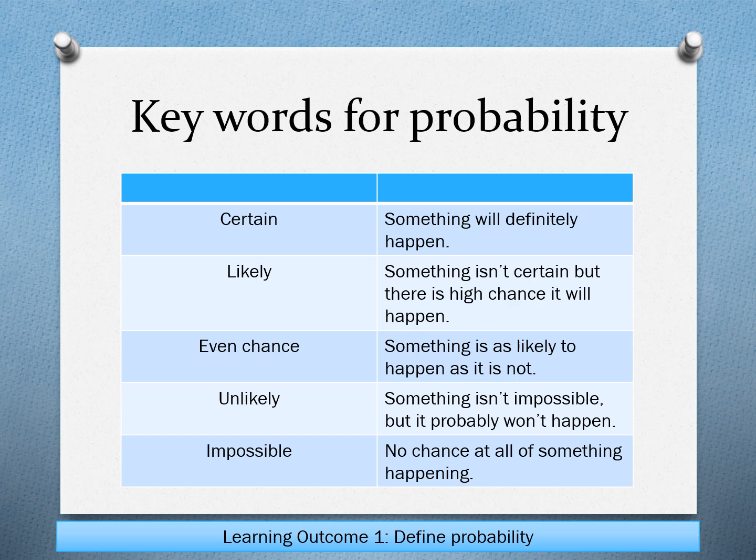I'm sure you can all think of some examples here for certain, likely, even chance, unlikely, impossible. So for example, for certain, it is certain that if someone's in a job, they will pay what we call taxes. So taxes are certain for that.